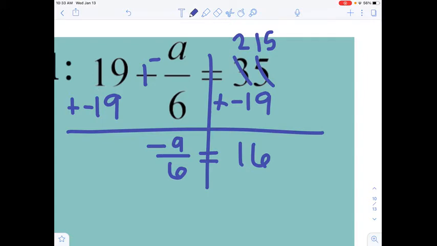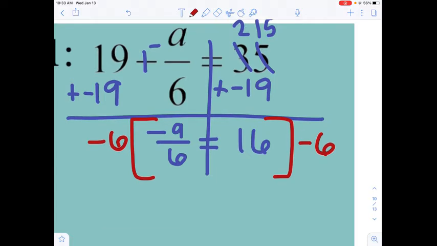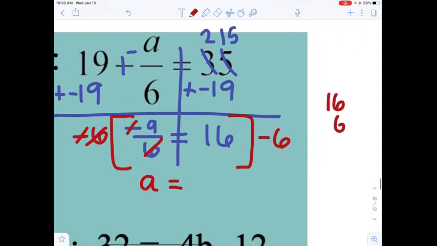Then I need to get rid of my coefficient. So right now I have negative a divided by 6. I want to be left with just positive 1a. So right now it's dividing by negative 6, I'm going to do the opposite of that, and I'm going to multiply both sides by negative 6. That's going to get rid of that negative in front of the a, because a negative times a negative is a positive. Those 6s cancel. So I'm left with a equals, and then I'm just going to take 16 times 6 and make it negative. So I get negative 96.